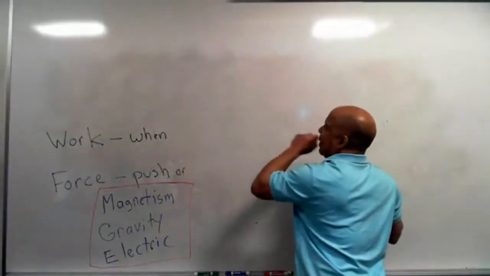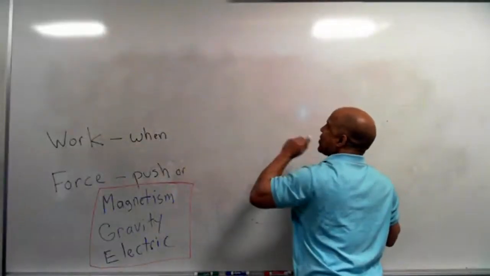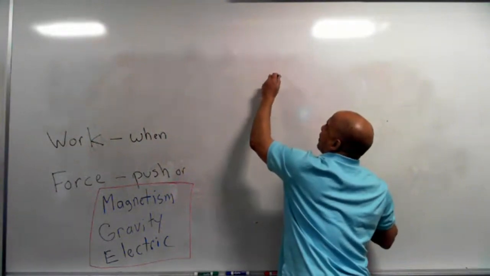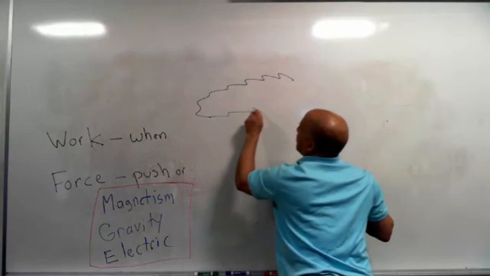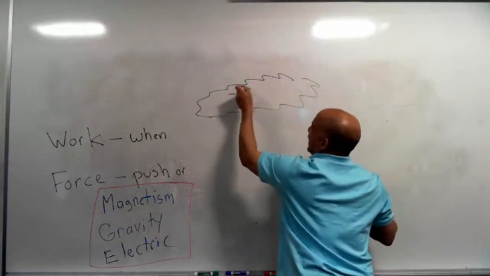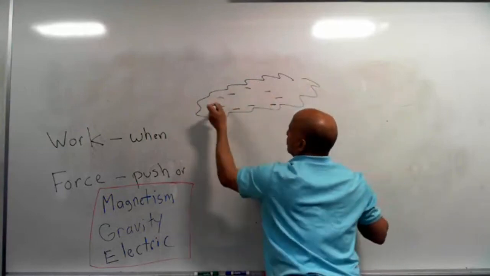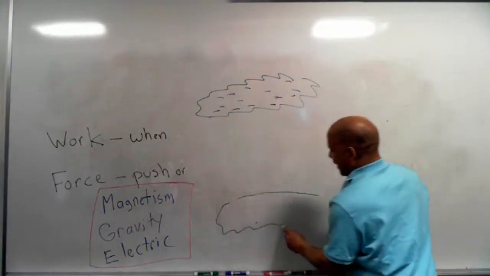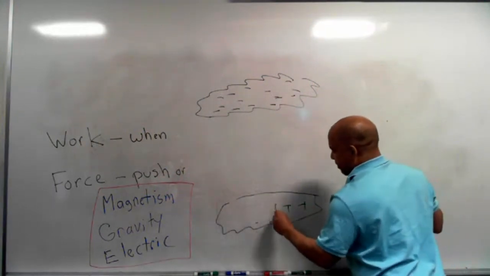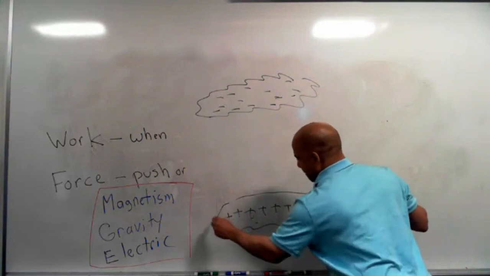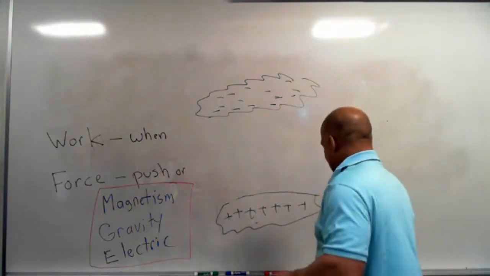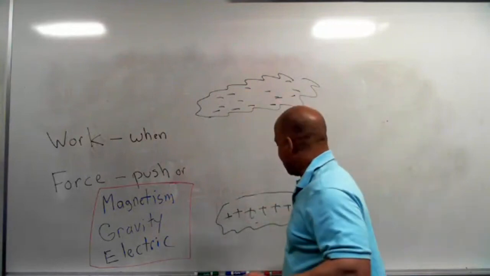All right. So let's say I have a bunch of charge here. So I got negative charge here. And I got positive charge here. And I got an electron.